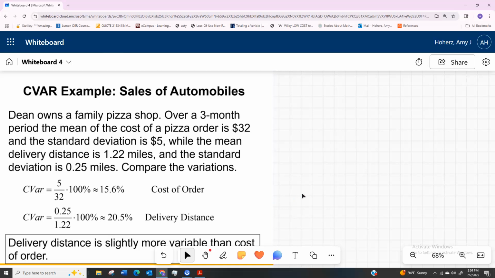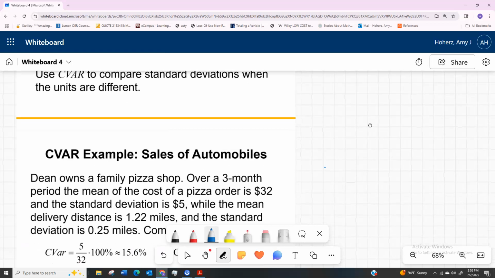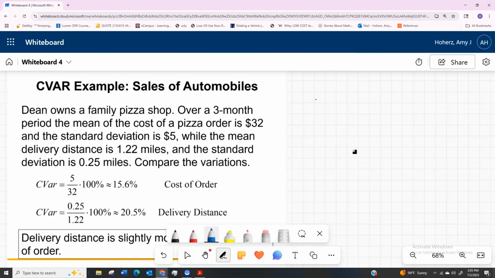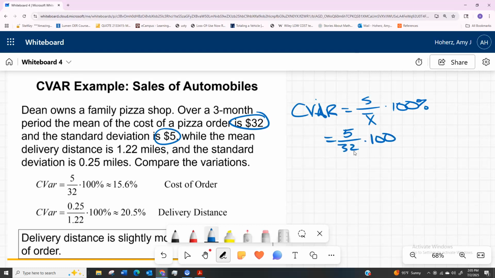And so the CVAR, the coefficient of variation, all we have to do is for the pizza, remember, it's the S over the X, okay? So for the pizza order, we're going to do S over X bar, and then we're going to multiply it by 100 to get a percent. Okay, so in this case, for the pizza, the S is 5. Remember, that's the standard deviation. And then the average cost, the X bar, is 32. So 5 divided by 32 times 100 gets us approximately 15.6%.